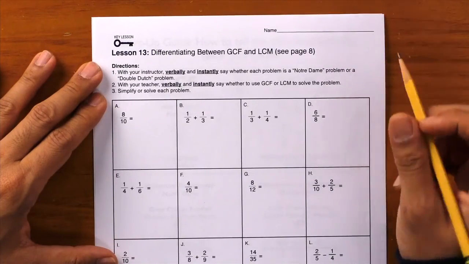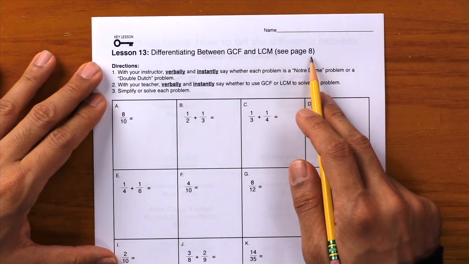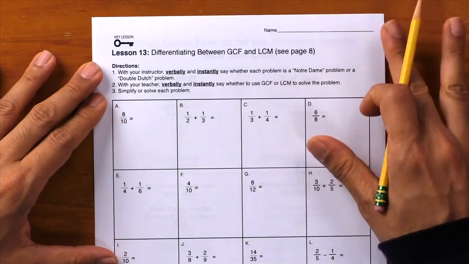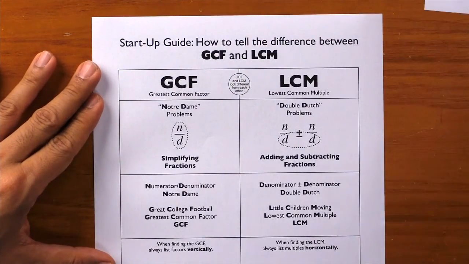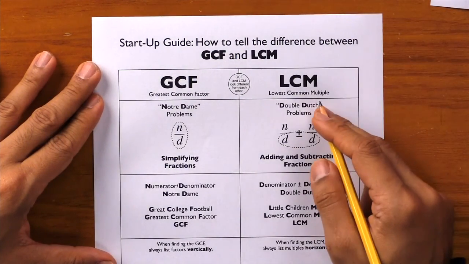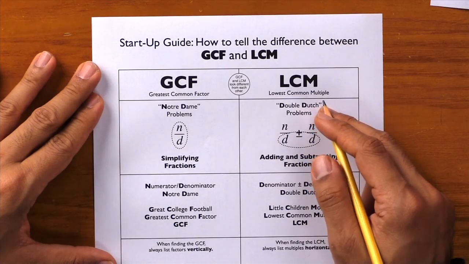Lesson 13, differentiating between GCF and LCM. And notice here, it says to see page 8. So let's go ahead and take a look at page 8 now. And here it is. And this is the reason that we have this page.